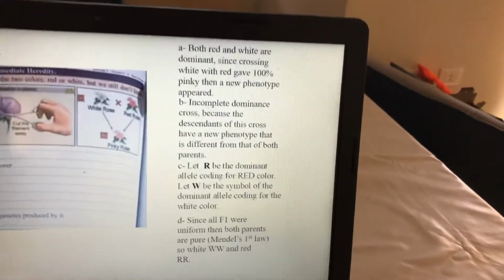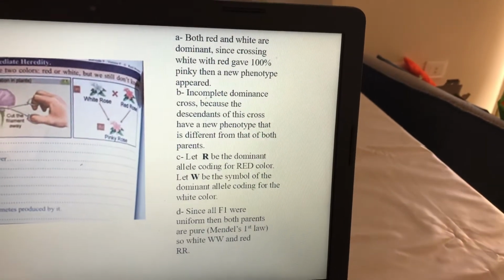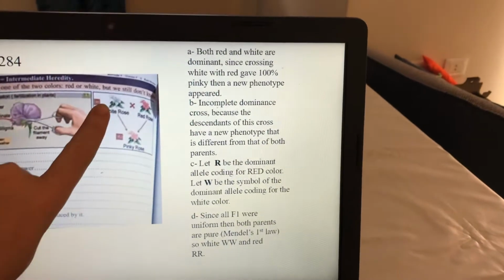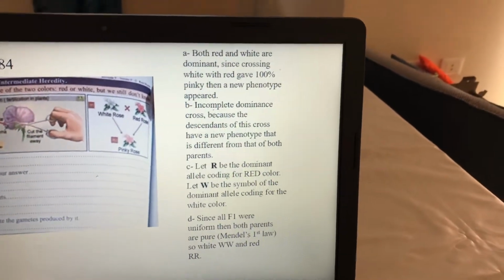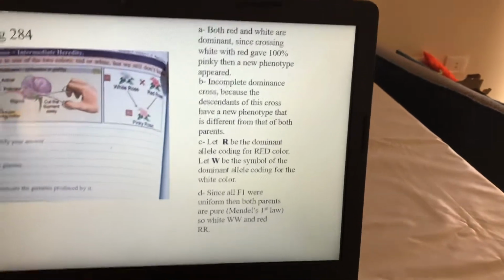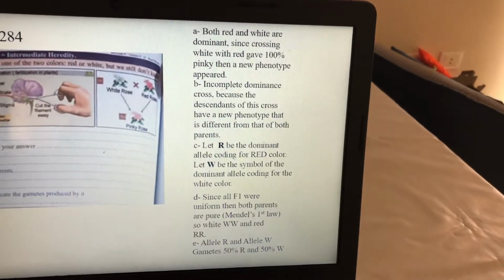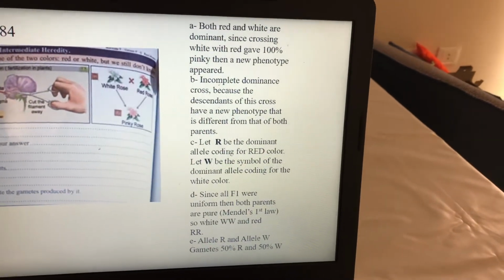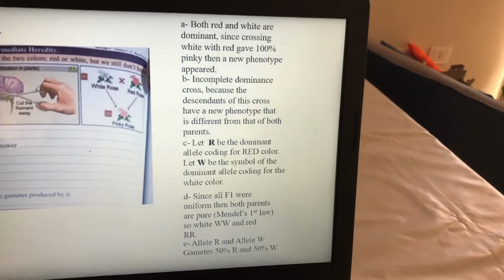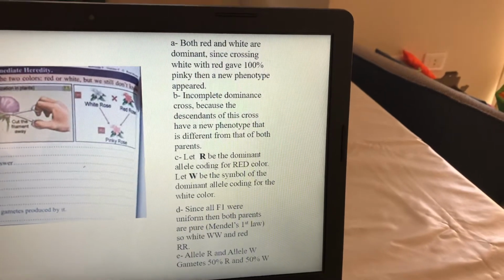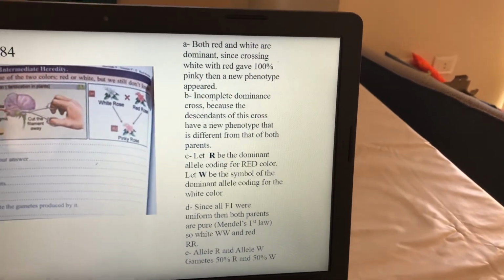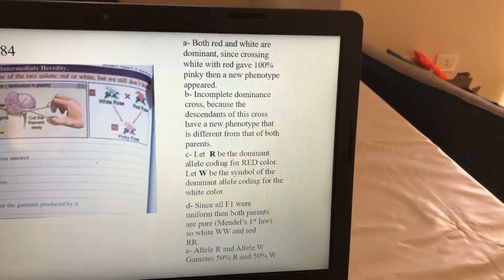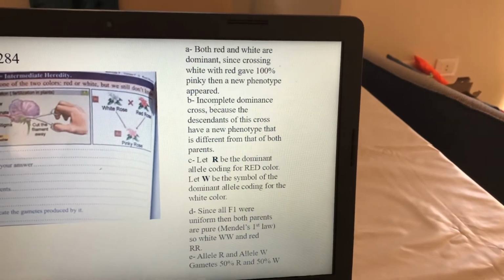Draw out the alleles of F1. So F1 is going to take R from the red rose and W from the white rose. Please, here in the case of incomplete dominance or intermediate heredity, you have to use the order of the alphabet, meaning that R is before W. Then you have to write R then W when you write the genotype. Keep that in mind.